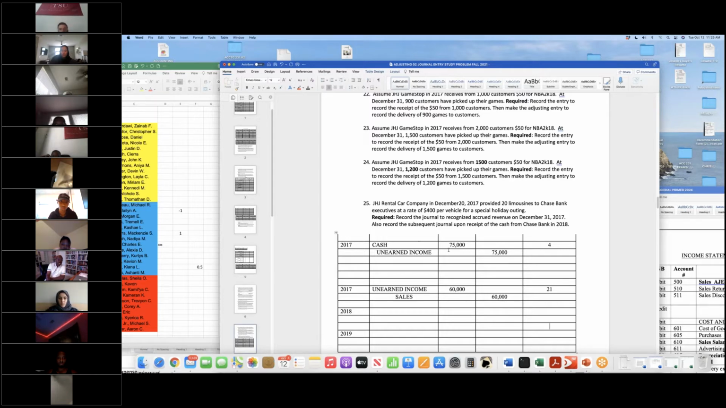One, the receipt of the cash, type 4. Then it'd be another number that talks about how much of it was earned, type 21. Any questions?